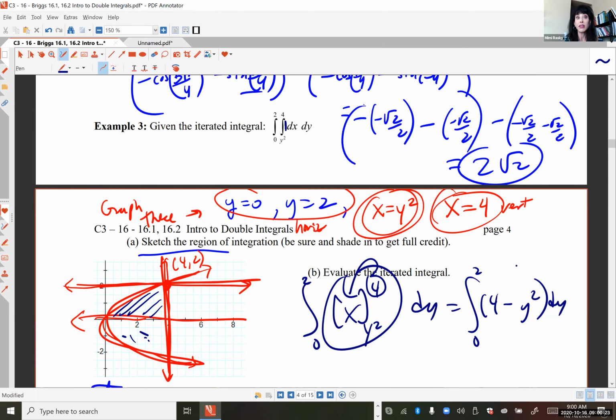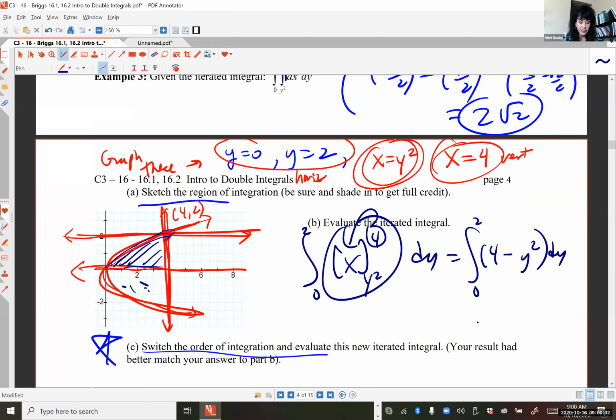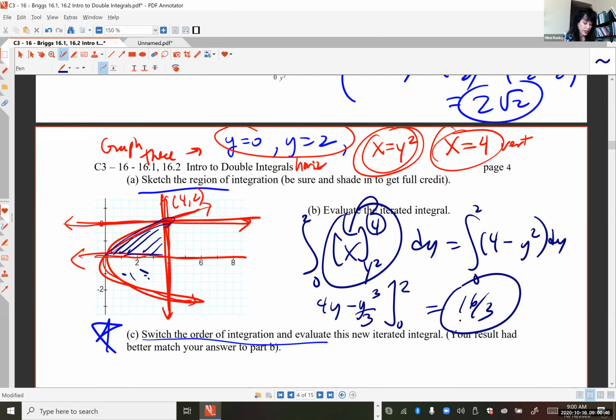And if this were a calculus 1 problem, which it isn't, and somebody said, hey, give me the area between these two curves, you would have come up with that. And then this is easy to integrate: y minus y cubed over 3, and we'll evaluate between 0 and 2, and I just get 16/3. And it is a positive number, and it better be, because this is representing area between curves. Okay, so now the hard part.